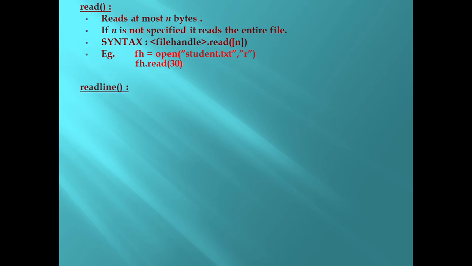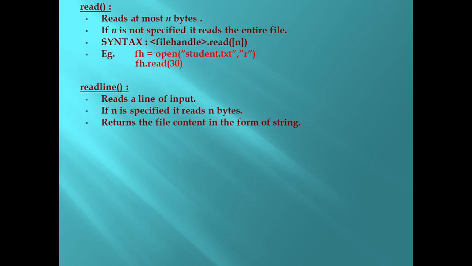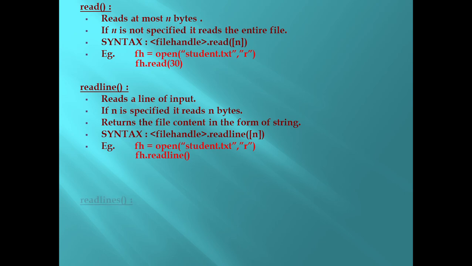The next is the readline function. Readline will read one line of input. If n is specified, it reads that number of bytes. And it returns the content of the file in the form of a string. See this example, fh = open("student.txt", "r"), fh.readline(). So this will read one line and it will return the content in the form of a string.